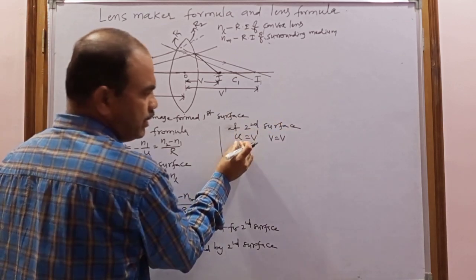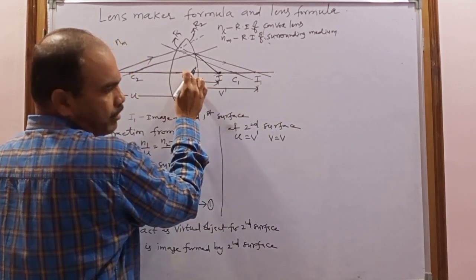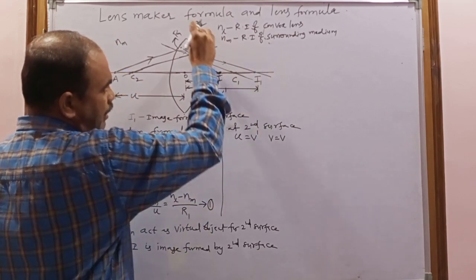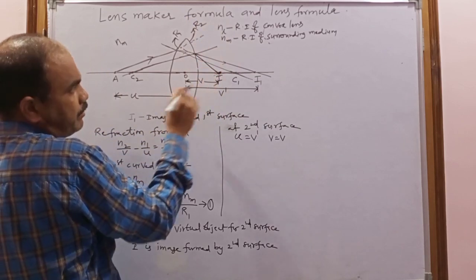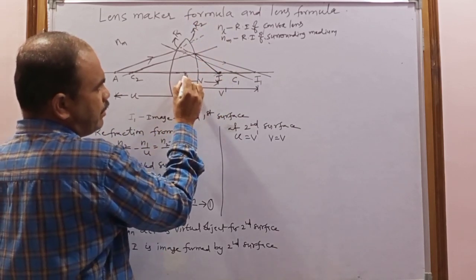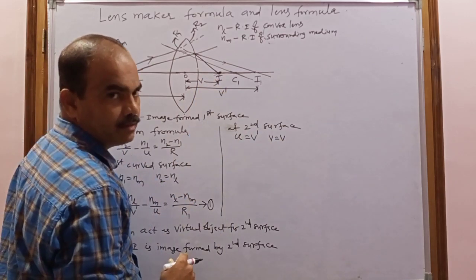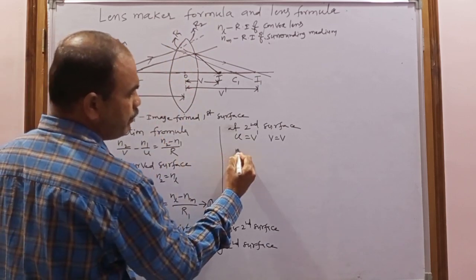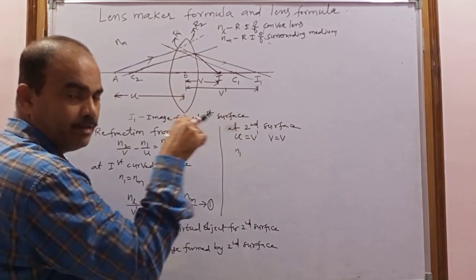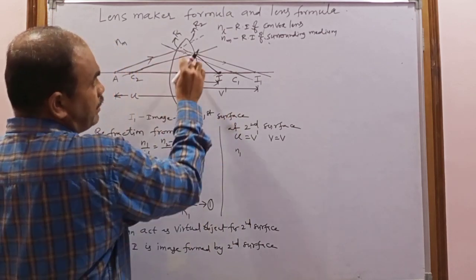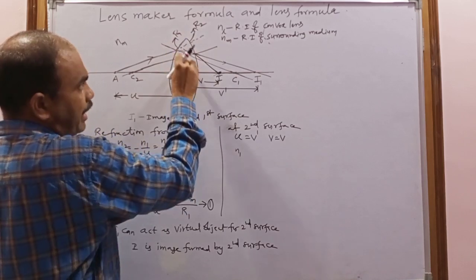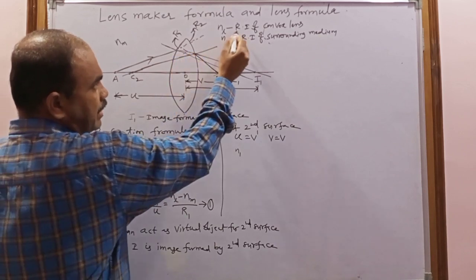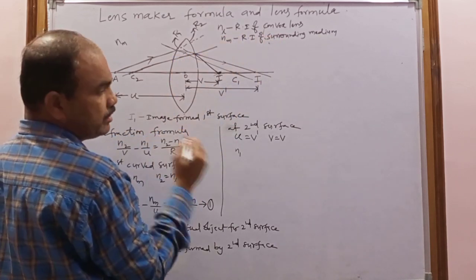At the second surface, the distance between the optic center and I1 is the object distance. By taking this I1 as the object, the second surface forms the final image at I. That's why the distance between the optic center and the image is called the image distance. For the second surface, N1 means the medium in which the incident ray is traveling. The refracted ray of the first surface acts as the incident ray for the second surface, so the incident ray is traveling in the lens. That is nothing but the refractive index of the convex lens.